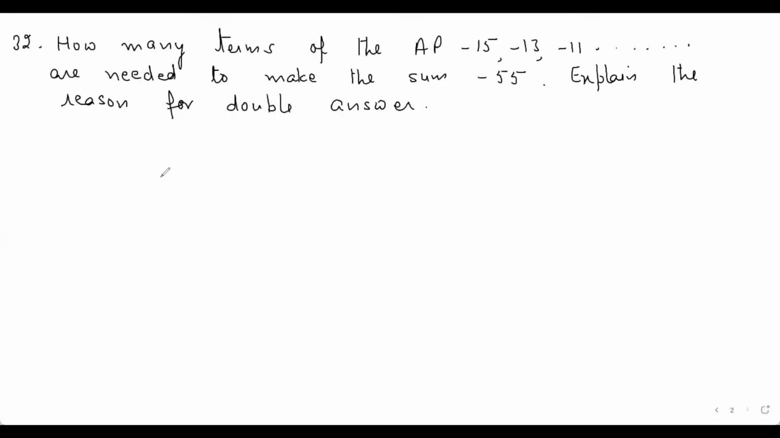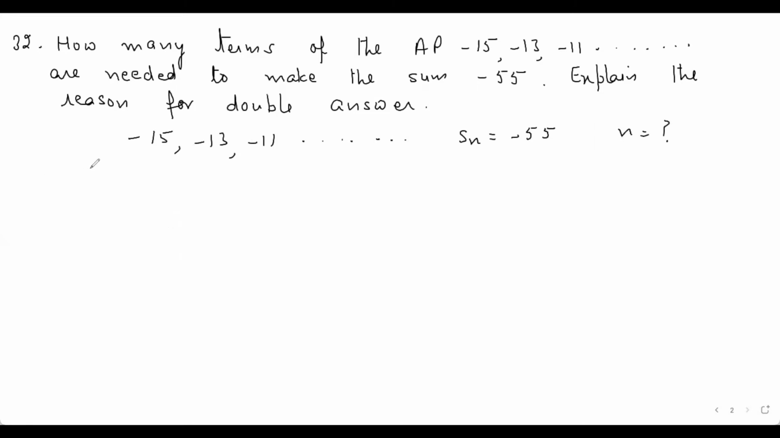The 32nd question is: how many terms of the AP minus 15, minus 13, minus 11 onward are needed to make the sum minus 55? Explain the reason for the double answer. Now here the AP is minus 15, minus 13, minus 11 onward. And here Sn is equal to minus 55. We are to find n.